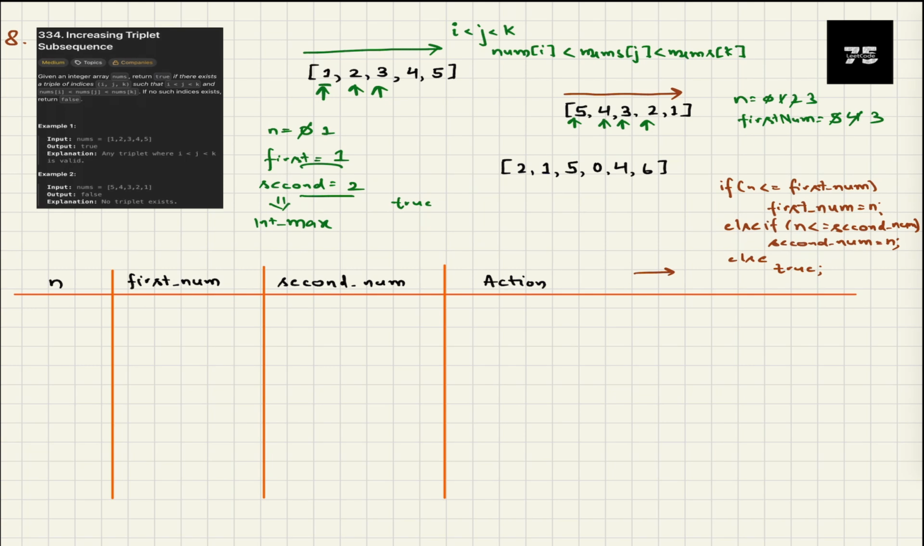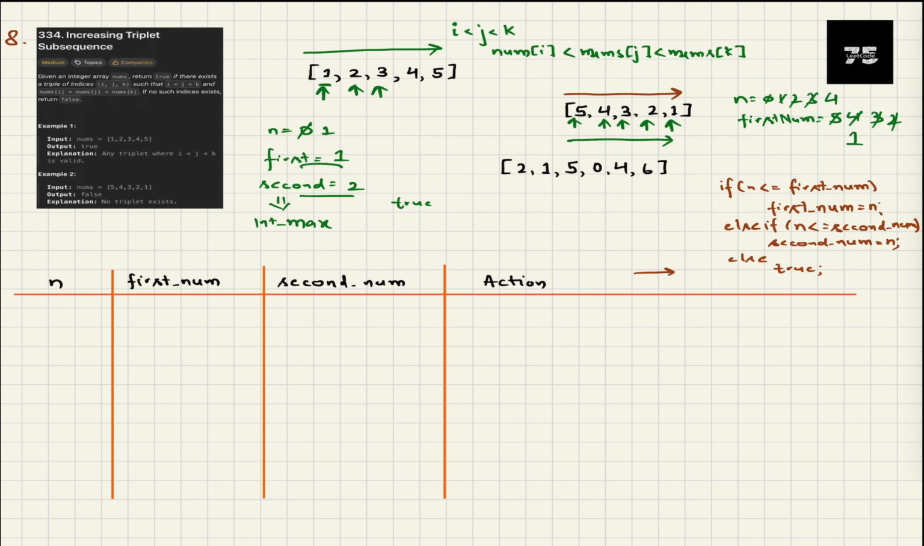Then it will move here. Is my first num less than 3? Yes, it is. Then again it will move here. Is my first num less than this? Yes. Since you saw that we are trying to keep assigning the smallest value to the first num, because this entire array was in decreasing order, my first num kept getting updated and we could just return false because we were not able to find the increasing triplet subsequence.